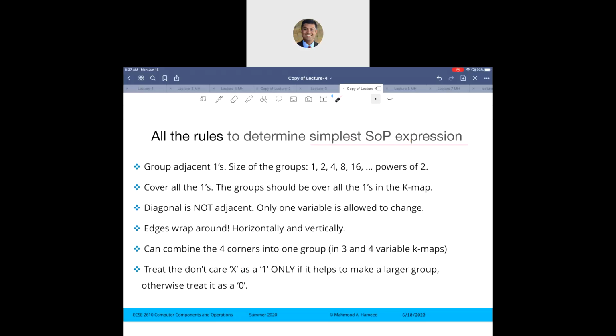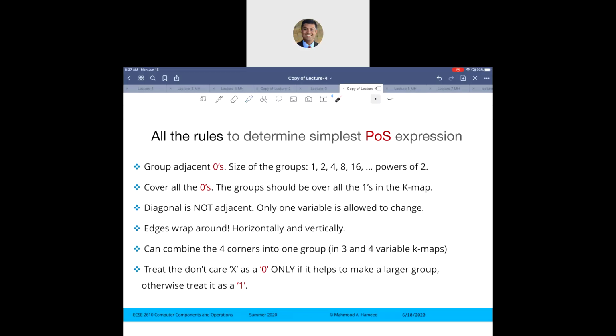Now we can simply change the ones to zeros, here and here and here. So everything that is highlighted, if we change them from ones to zeros and zeros to ones, you will get the rules to determine POS expression, which is laid out right here. So all the ones are replaced with zeros, as you can see.